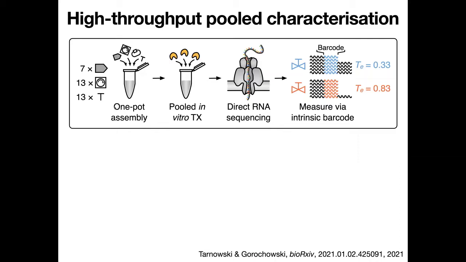So by combining a one-pot pooled assembly method with in vitro transcription and then nanopore sequencing, we could exploit the fact that each transcript encoded its transcriptional valve design either at the 3' end if termination occurred, so these ones here, or within the transcript if termination didn't. And so these intrinsic barcodes could then be used to demultiplex the data and provide simultaneous measurements of termination efficiency for every design in the library.